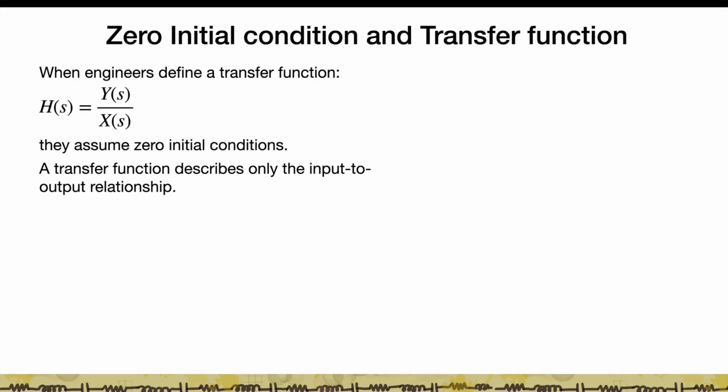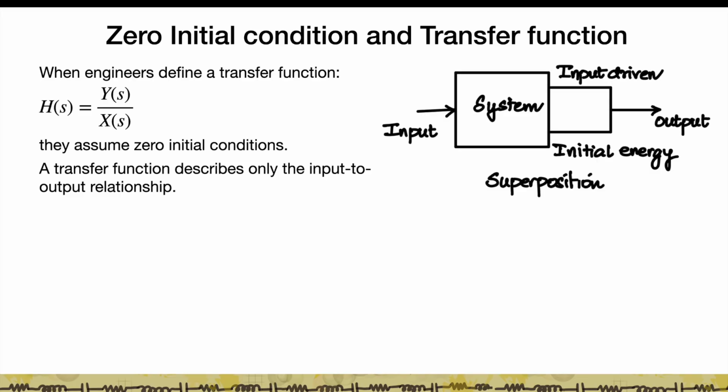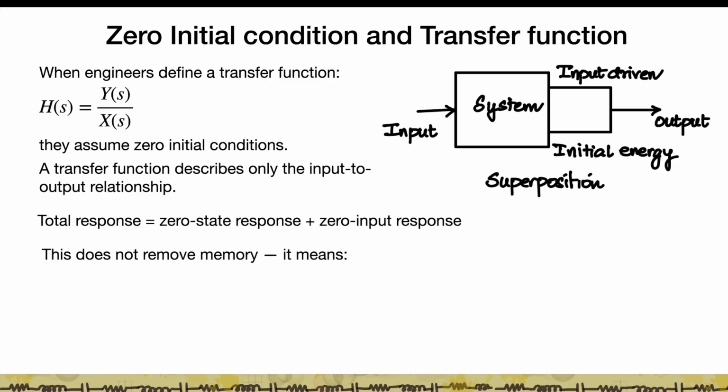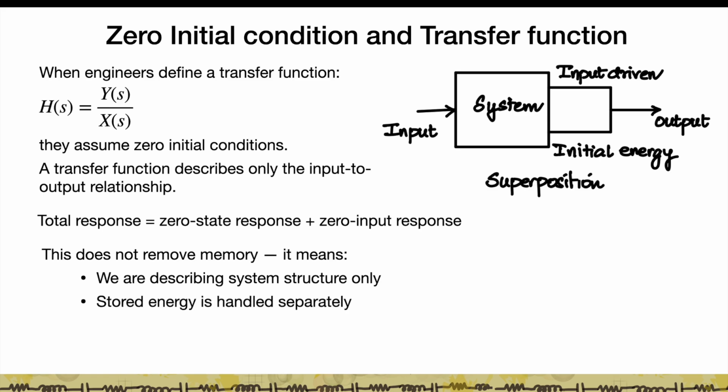Now, a transfer function describes how inputs map to outputs. The total response of a system is always the sum of the input-driven response and the response due to stored energy. Confusing these leads to serious errors. Remember, this does not mean we are removing memory. It means we are describing system structure only, and the stored energy is handled separately. This is a definition and not a shortcut.